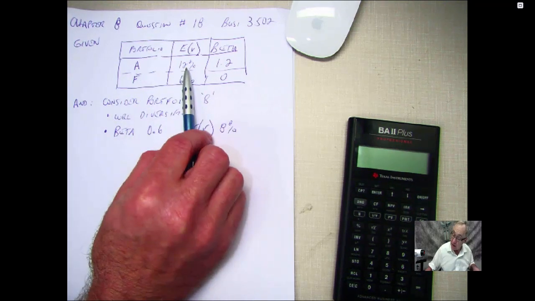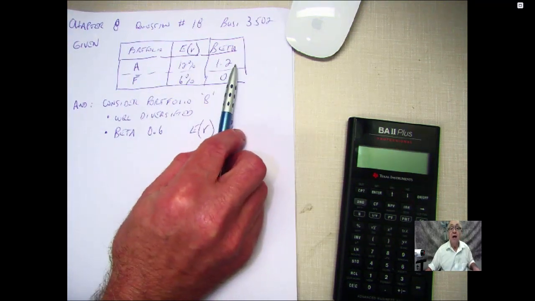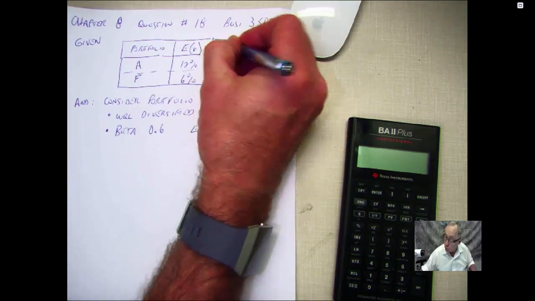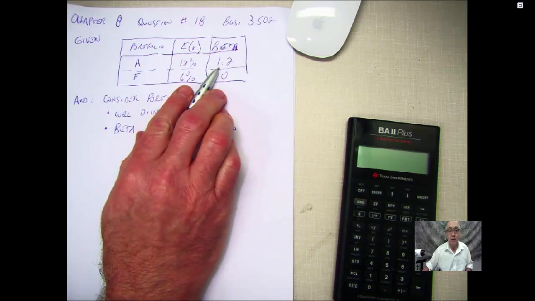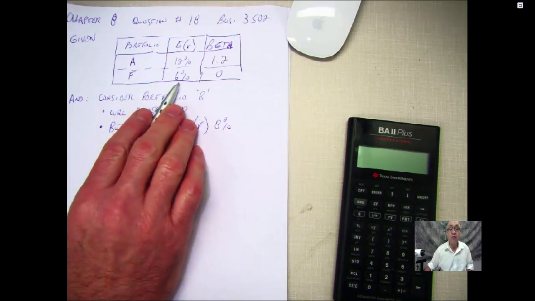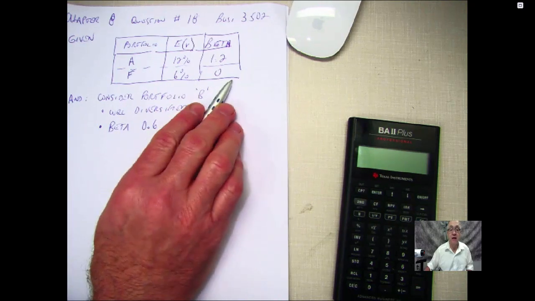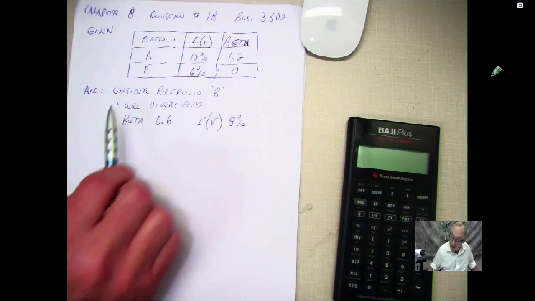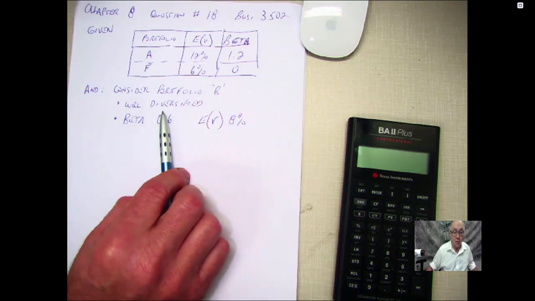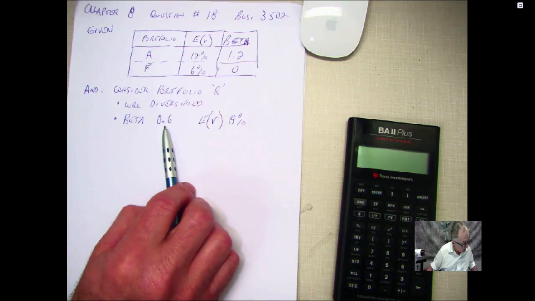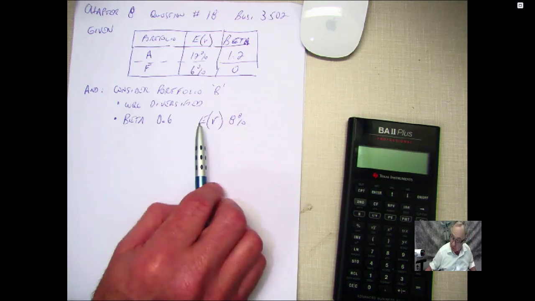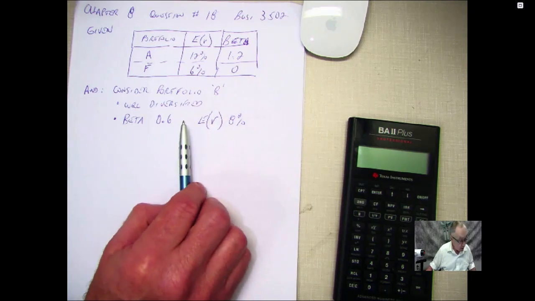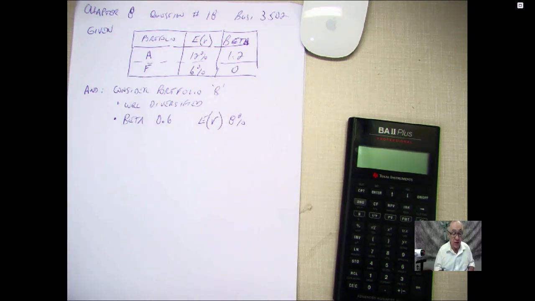Portfolio A has expected return of 12% and a beta of 1.2. Portfolio F has an expected return of 6% and beta is 0. And it goes on to say in the question, consider another portfolio, well diversified, that has beta of 0.6 and expected return of 8%. So we could add this to our chart. The question asked, would an arbitrage strategy exist?